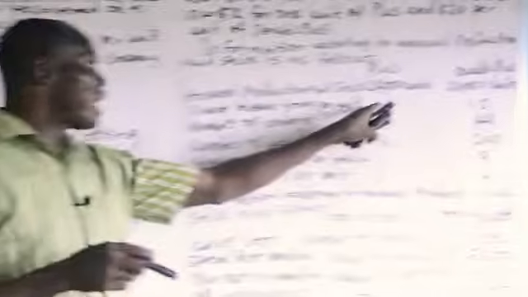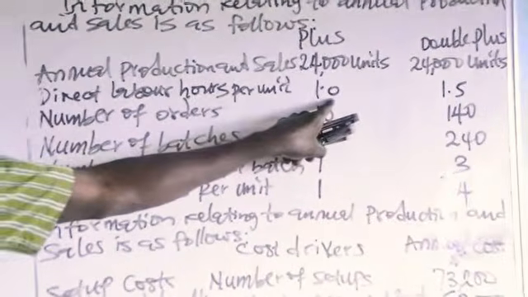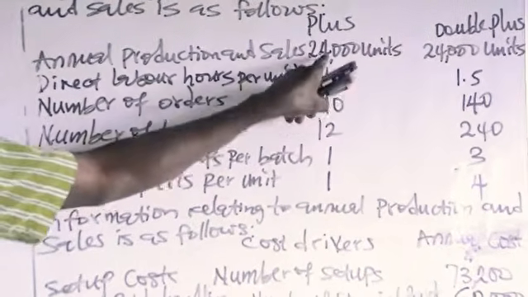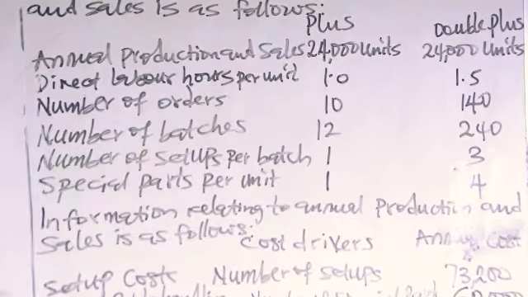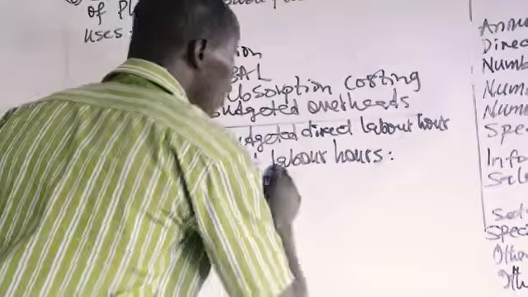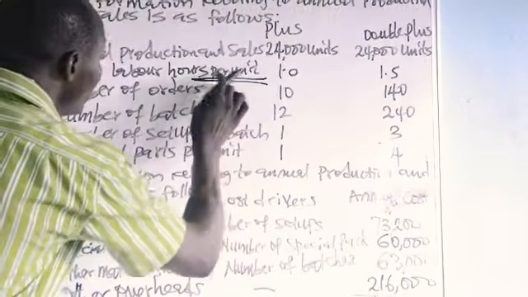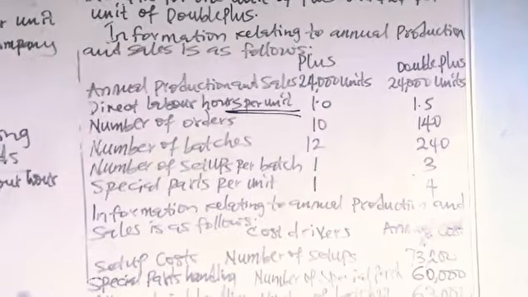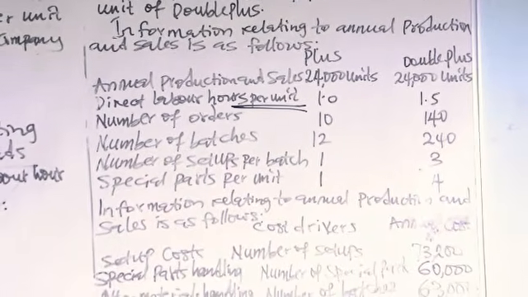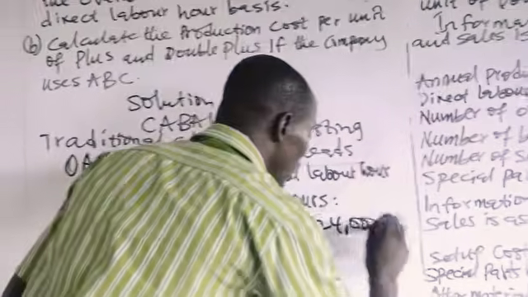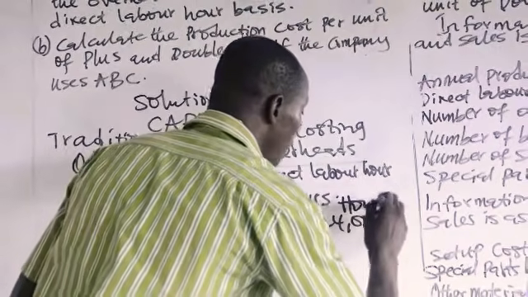The hours required to achieve one level of production for plus is 1 hour. And the production is 24,000. You have 1 times 24,000, because it is written as direct labor hour per unit. That is why we are multiplying that. And that will be 24,000 labor hours.